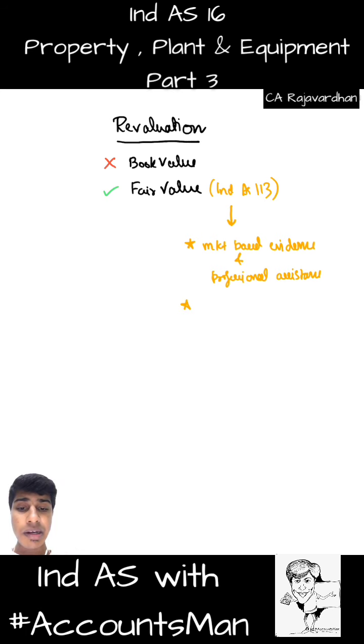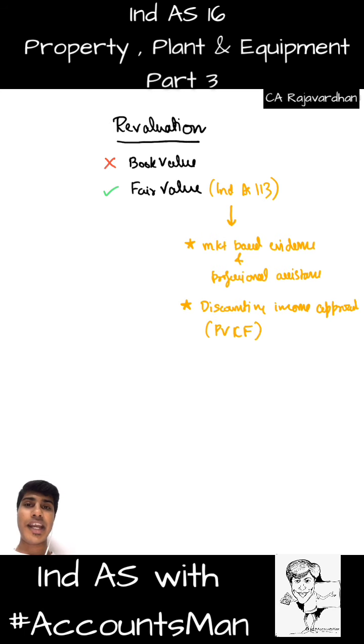If this is not available, then we go for discounting, the income approach. This is the present value of cash flows that we follow. What we do in FM is take all the future cash flows, take a certain rate of interest, discount at that rate, and that discounted amount is considered as our fair value. So this is what we do. Either of the options is there, and when to take which we'll discuss in Ind AS 113. So this is how we basically go for valuation.